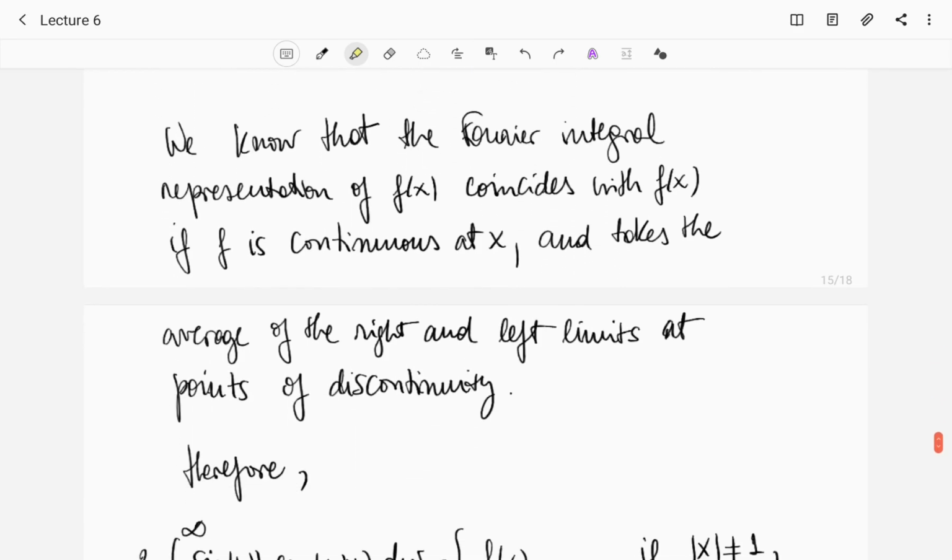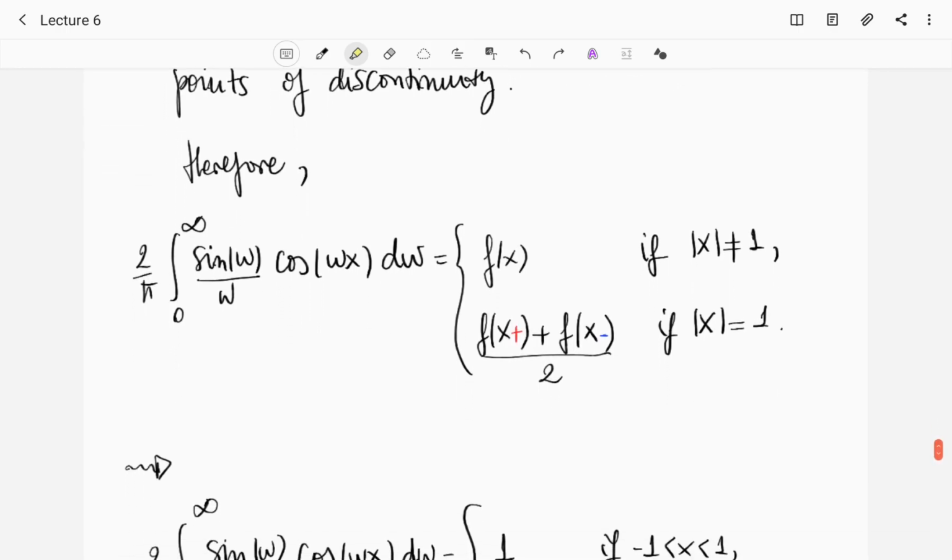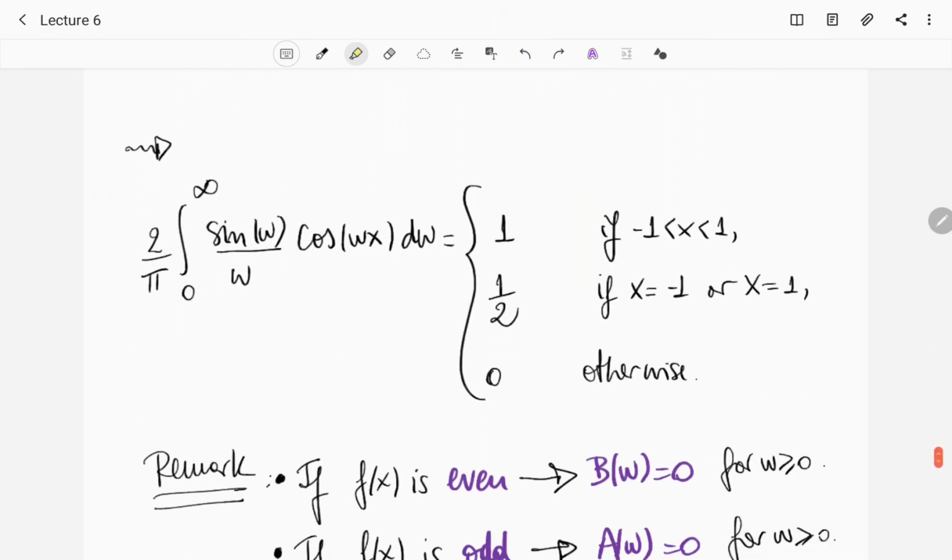So we know that the Fourier integral representation of f coincides with f of x when f is continuous at x, and takes the average of the right and left limits at points of discontinuity. Then we have exactly this formula here: the Fourier integral representation will be exactly f for every x with absolute value different from 1, and this average for 1 and minus 1, which is 1/2. So we have this.